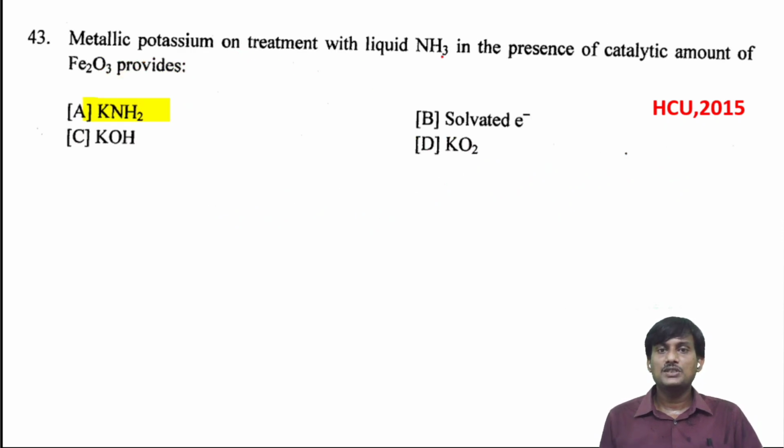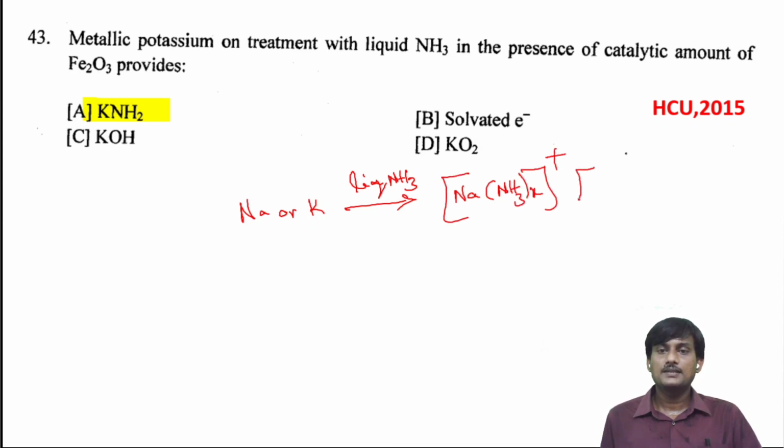Metallic potassium on treatment with liquid NH3 in the presence of a catalytic amount of Fe2O3 provides. Okay, when you dissolve sodium or potassium in liquid NH3, there is a formation of ammoniated M(NH3)x plus and e(NH3)y minus. There are solvated electrons.